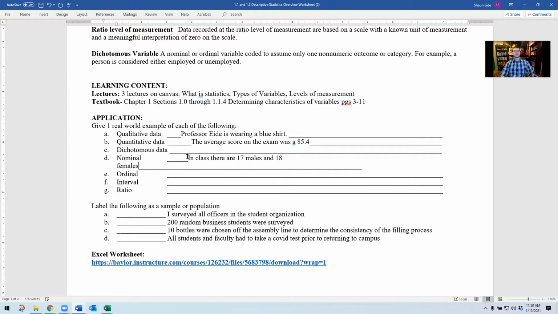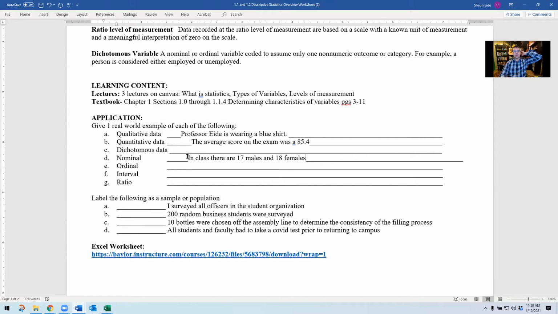So that right there is nominal. It is also dichotomous, but it is nominal. It is qualitative, and there is no order. So females doesn't go before males, males doesn't go before females. It's nominal. The other thing could be there are 7 blue shirts, 8 red shirts, 3 yellow shirts, or something to that effect. Or there are 4 MIS majors, there are 6 marketing majors, there are 2 accounting majors, and so those are also nominal.